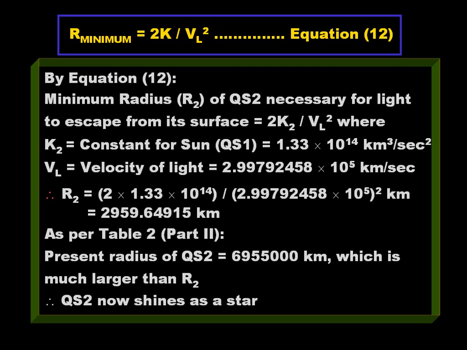Similarly, by equation 12, minimum radius R2 of QS2 necessary for light to escape from its surface is 2k2 by Vl square, where k2 is a constant for Sun, which is equal to 1.33 into 10 to the power 14 km cube per second square, and Vl is the velocity of light, which is equal to 2.9979258 into 10 to the power 5 km per second. Therefore, R2 is 2959.64915 km. As per table 2 in part 2, present radius of QS2 is 6955000 km, which is much larger than R2. Therefore, QS2 now shines as a star.